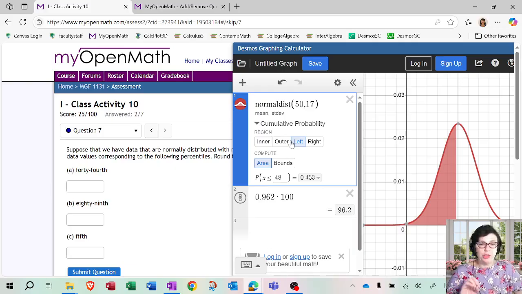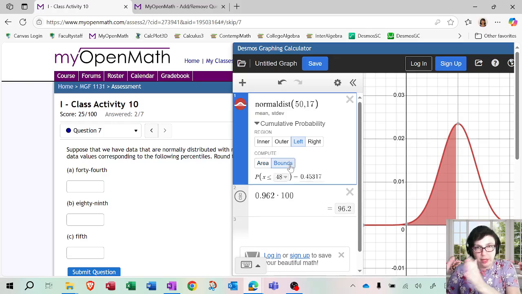Okay, now depending on what it is that you want to find, if they give you the data value and ask you the percent, then you choose compute the area. But here they actually give you the percent and ask you to find the corresponding data value. So then you have to click on bounds, like you have to figure out what is that bound so that the area is a certain number. Okay, so here they're saying the area should be 44%.